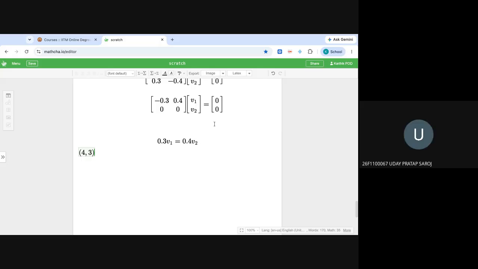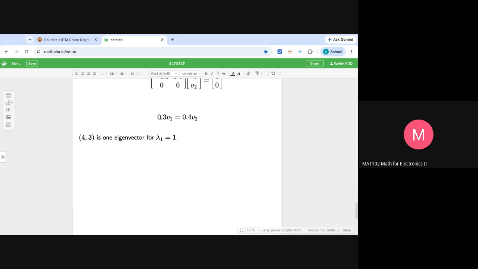And the span of this is the entire eigenspace. So this is one eigenvector, for lambda 1 equal to 1. So we just have to repeat the process now for lambda 2. Let's quickly do that also.